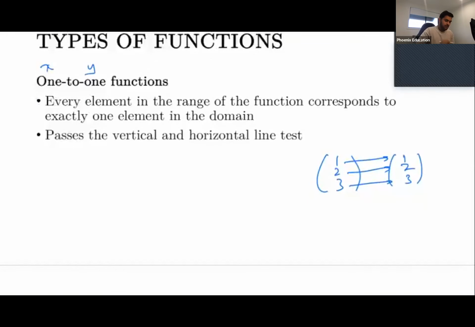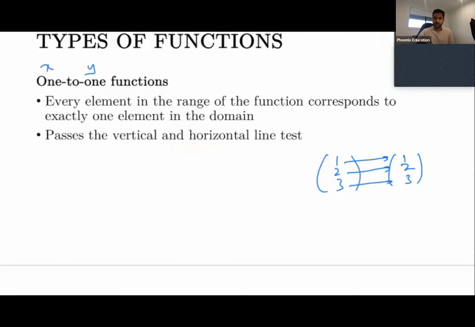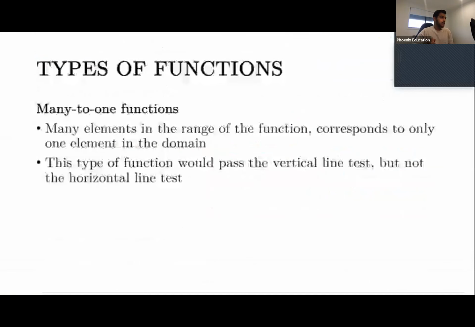Okay, so with a one-to-one function, it will pass the vertical and horizontal line test. This is maybe something you wouldn't have learned at school, but it's a really useful way to differentiate between the different types of functions and relations. The horizontal line test is pretty much the same as a vertical line test, but with a horizontal line instead of a vertical line. Okay, next we have a many-to-one function.